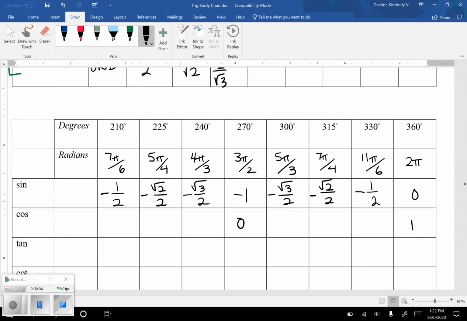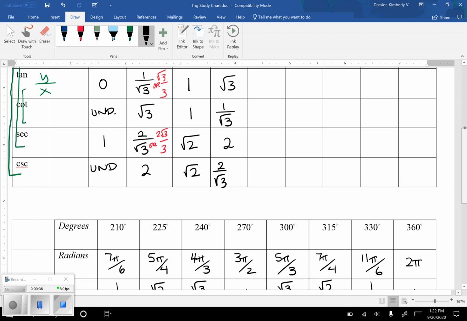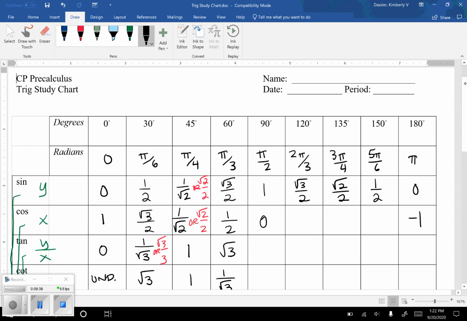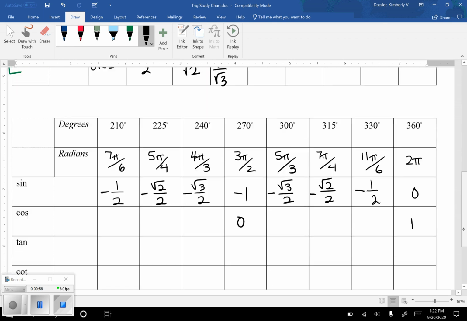We can go through and do the same thing for cosine. But we remember the cosine values are negative in the second quadrant. So for cosine, a 30-degree or pi sixths reference angle will be here at 150. So it's going to be root 3 over 2. But for cosine, it will be negative.